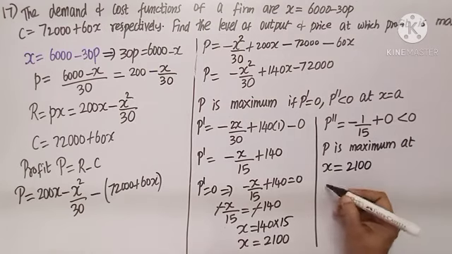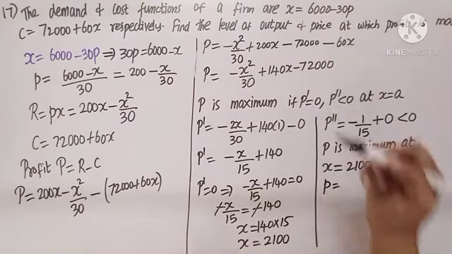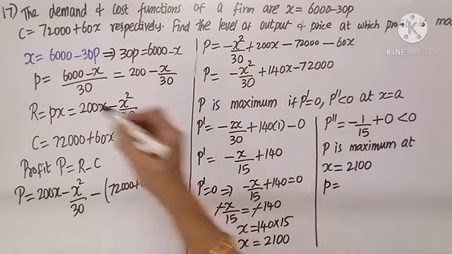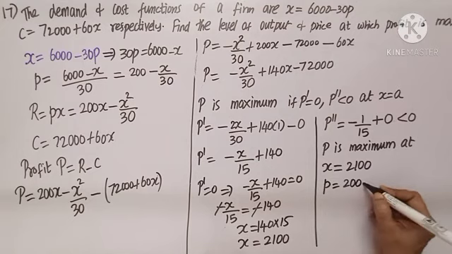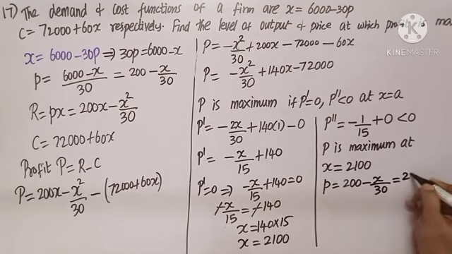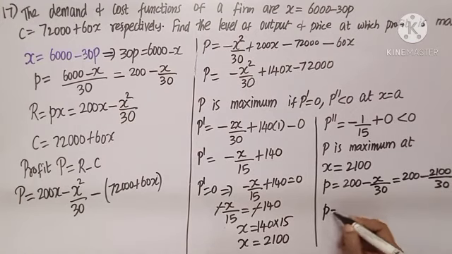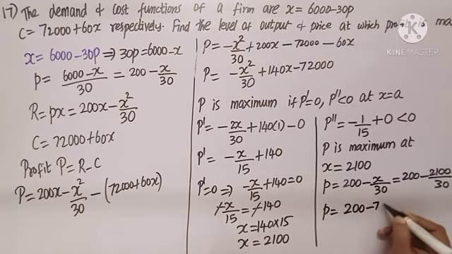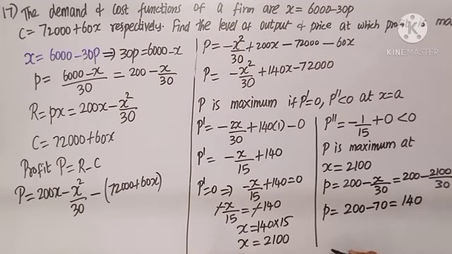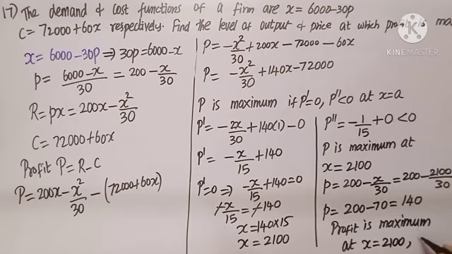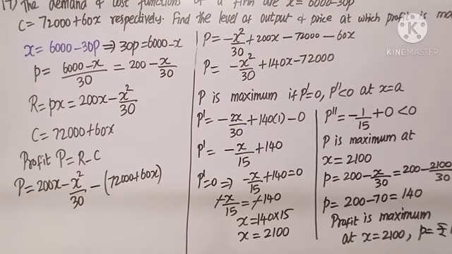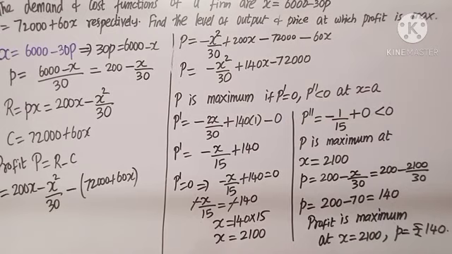When x is 2100, we need to find the price also. What is price formula? It is 200 minus x by 30. 200 minus 2100 by 30, or it is P equals 200 minus 70, that is 140. So profit is maximum at x is equal to 2100 and P equal to rupees 140, and that is the answer.